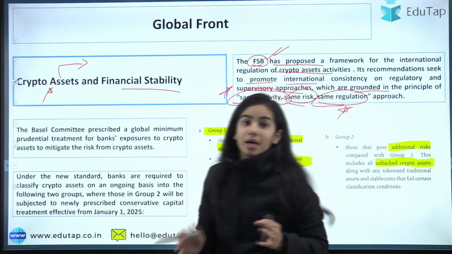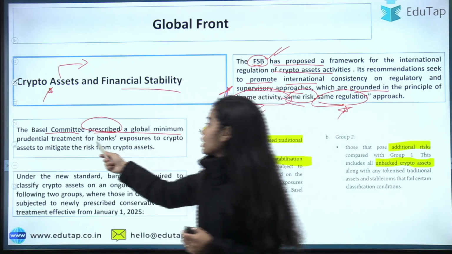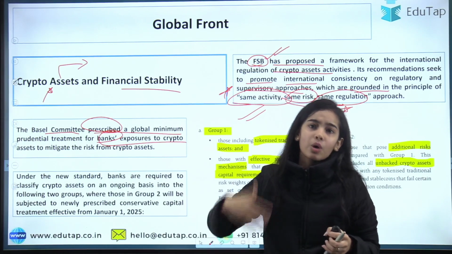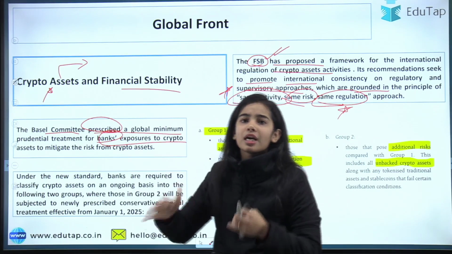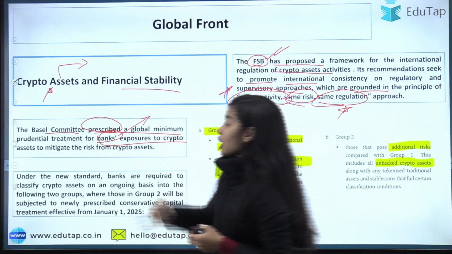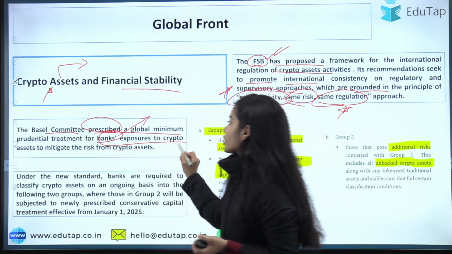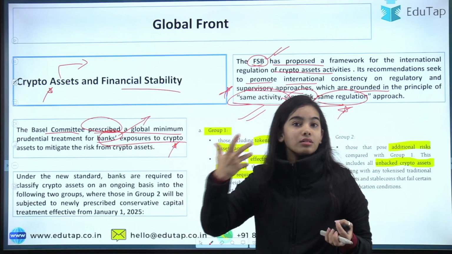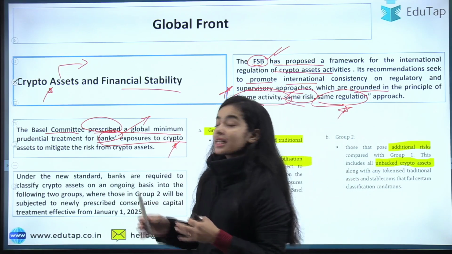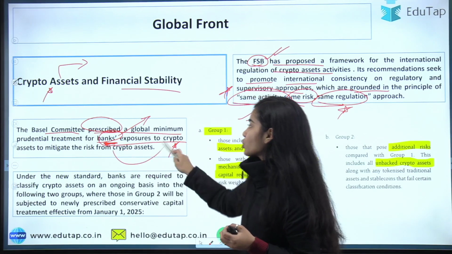Now coming to the Basel Committee. The Basel Committee prescribed a global minimum prudential treatment for banks' exposure to crypto assets. Now there are many countries which say that you can trade in crypto assets, and banks can have crypto assets. So now the banks have exposure to crypto assets. If the bank has exposure to crypto assets and crypto goes bust, or is not working, then there is much risk that will come to the bank, because the bank is directly exposed to the crypto assets.